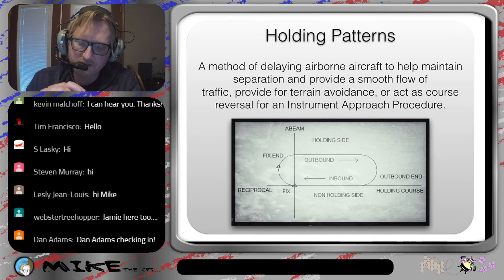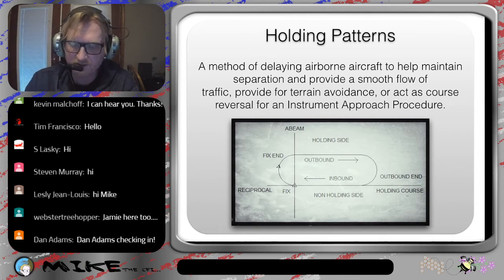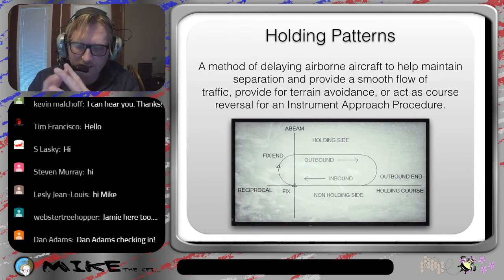We use them on instrument approaches, probably one of the more common ways that we use them is what we call a method of course reversal. So that means that we use the holding pattern as a tool for getting ourselves turned around and on the final approach course for the airport. Also on an instrument approach, they are going to be used for a missed approach procedure.